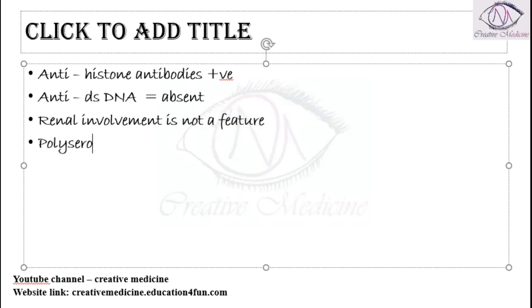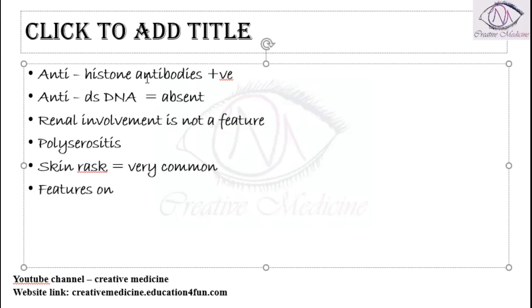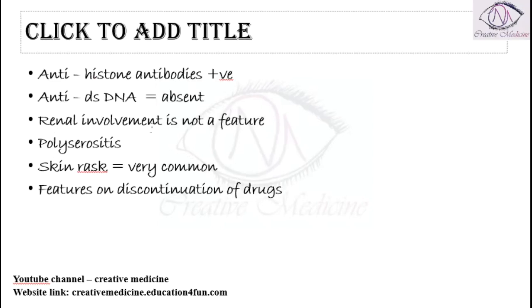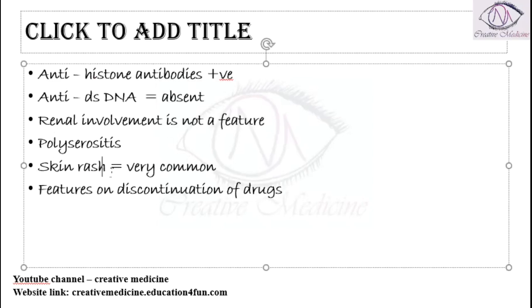Then polyarthritis is one of the features of SLE. Skin rash is very common in drug-induced SLE. Antihistone antibodies are positive, and these features mainly occur while the patient is on the drug, and resolve on discontinuation of the drug. What are the features? The patient will mainly have polyarthritis and skin rash without much renal involvement. So this is drug-induced SLE.